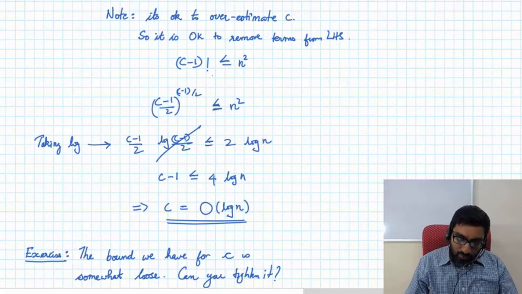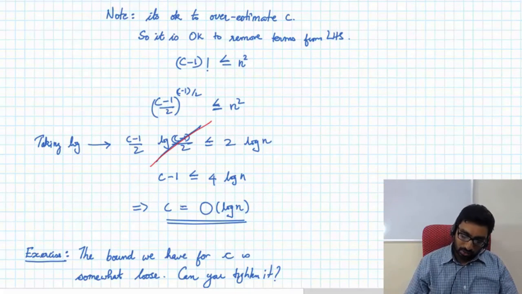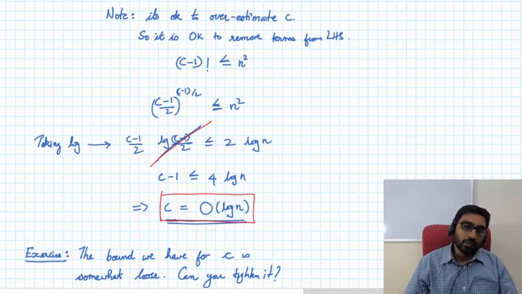So we're going to write c minus 1 factorial as c minus 1 by 2 raised to the power c minus 1 divided by 2. Okay, and that's at most n squared. And now taking log, we get c minus 1 by 2 times log c minus 1 by 2 is at most 2 log n. Okay, and again we're going to throw away this term in order to get c minus 1 is at most 4 log n, or in other words, c is O of log n.